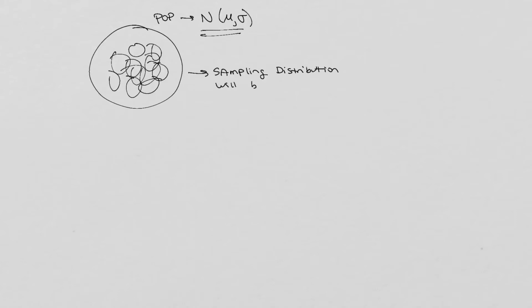For starters, let's assume that we have a population that we know is already normal with a mean of mu and a standard deviation of sigma. What that means is, when I start pulling out samples from this population, since we're starting off with something normal, I know that the sampling distribution is also going to be normal. If I start off with a population that's normal, when I pull out these samples, the sampling distribution is going to be normal as well.